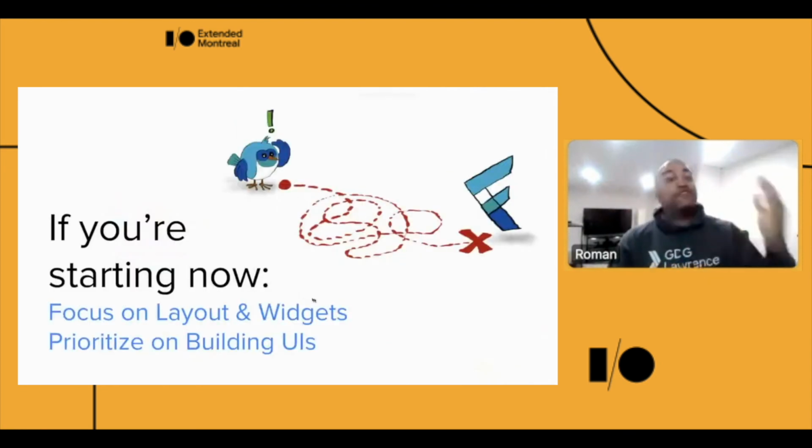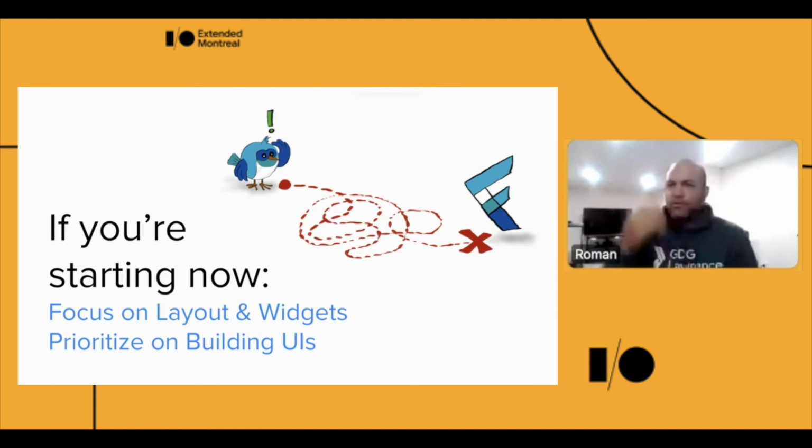If you're starting now, focus on layout and widget building. Prioritize building UIs, because all the other stuff is going to come in the process. You're going to learn, of course, state management. You're going to learn how to create complex applications, architecting them. But if you're starting right now, focus on the layout. That's the simplest thing that you can start learning. Again, like I said, getting proficient at building widgets, prioritizing building. You're going to have a lot of joy, those of you who are starting. So my suggestion to you: focus on layout building, and you're going to learn really fast. Then the other stuff is going to come.